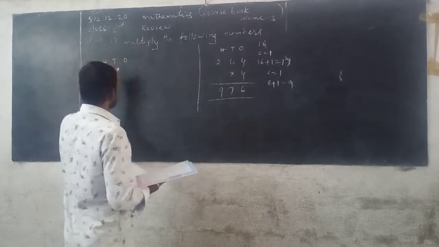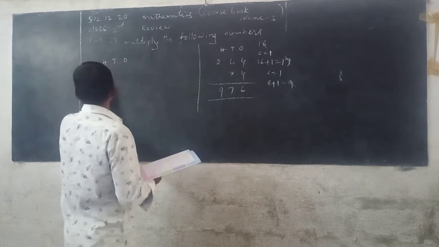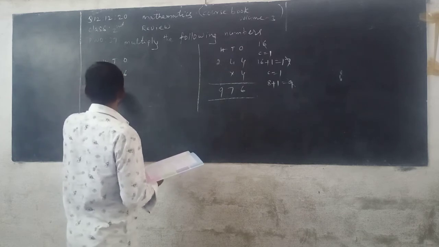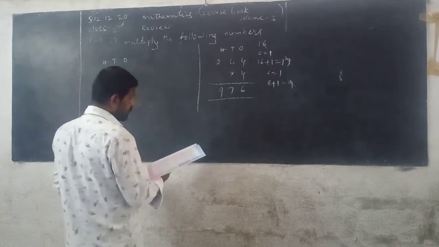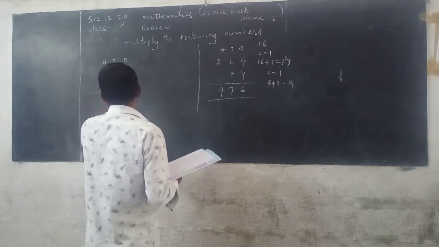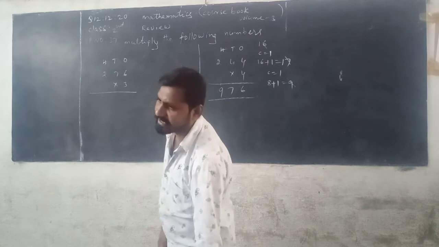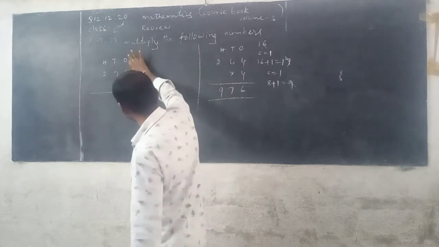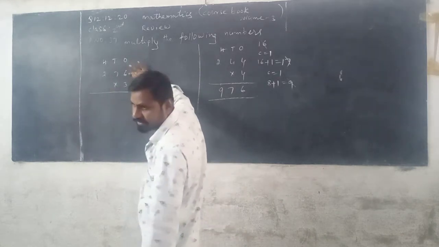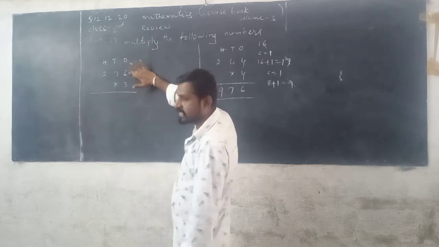Hundreds, tens, ones. The given number is 276 into 3. 276 is multiplied by 3. Then you can read the 3 table. First we multiply the digit in the ones place. What is in the ones place? 6. So the ones place digit is 6.